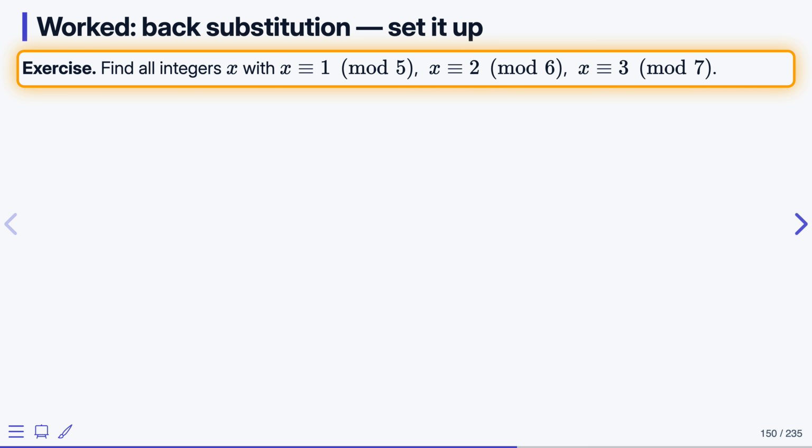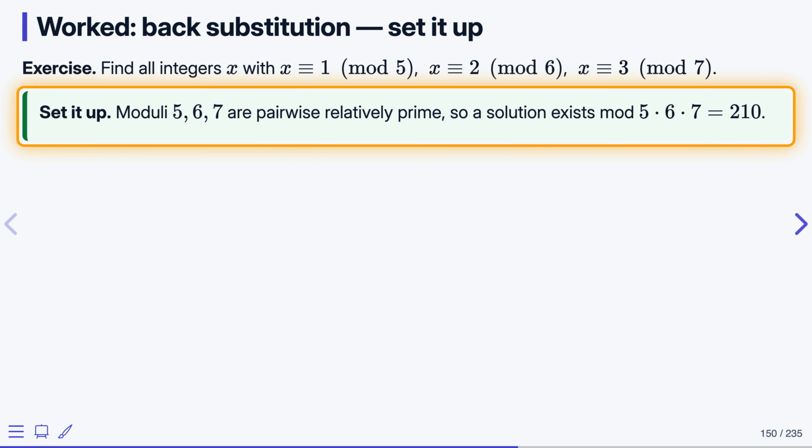Let's work 1. We want all integers x with x congruent to 1 mod 5, x congruent to 2 mod 6, and x congruent to 3 mod 7. Set it up. First check the moduli. 5, 6, and 7 are pairwise relatively prime. 5 and 6 share nothing, 6 and 7 share nothing, 5 and 7 share nothing. So a solution exists, unique mod 5 times 6 times 7, which is 210.